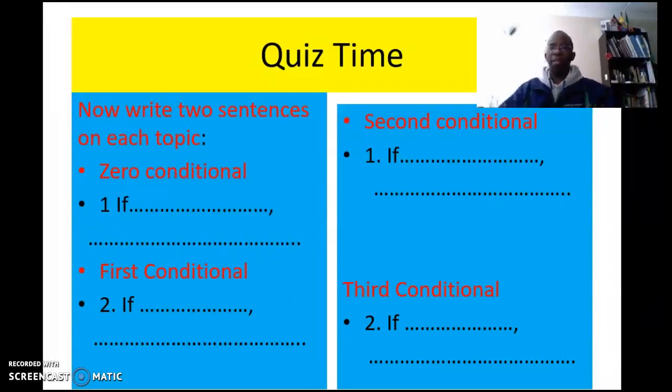And now, that being the case, we are going to have some moments in silence whereby you are going to take a simple quiz. You are going to write 4 sentences, one based on each of the conditionals. That means you are going to write 1 sentence in the zero conditional, 1 sentence in the first conditional, another sentence in the second conditional, and the last sentence in the third conditional.